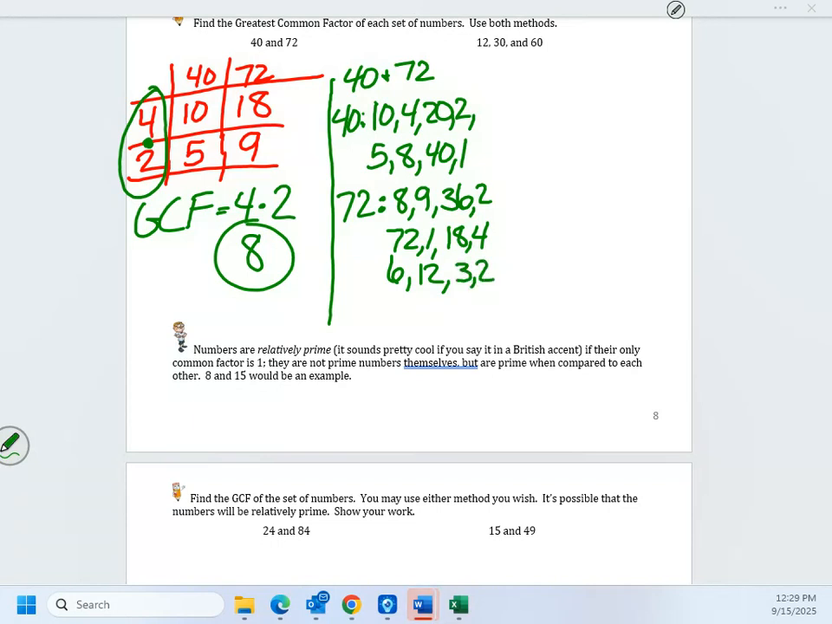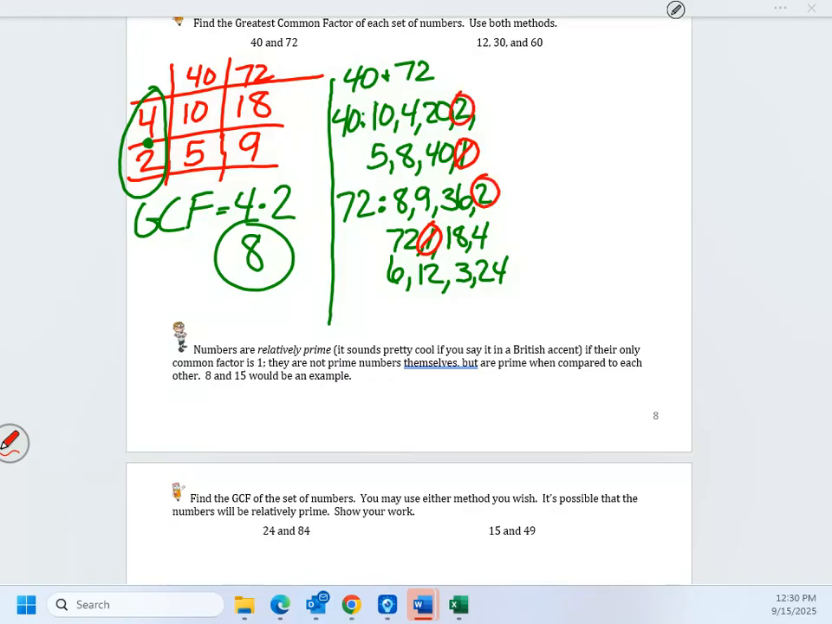This is why it's hard to do the listing method. Was it easy to come up with factors for 72? No, we kept missing some, right? So it's easy to miss some of those factor pairs when we're listing them all out. But if we go back and look, we've got 1 and 1, 2 and 2.